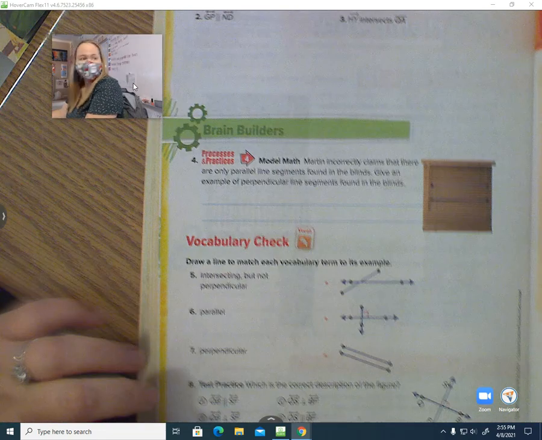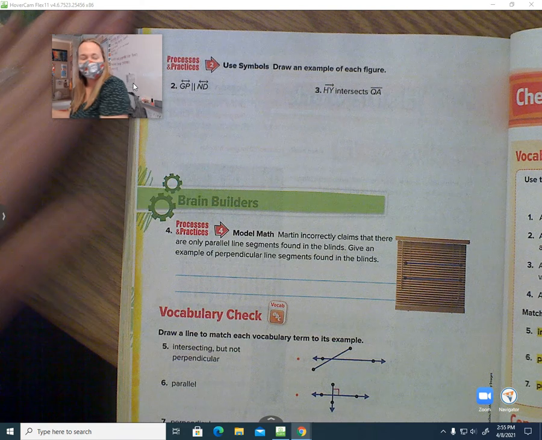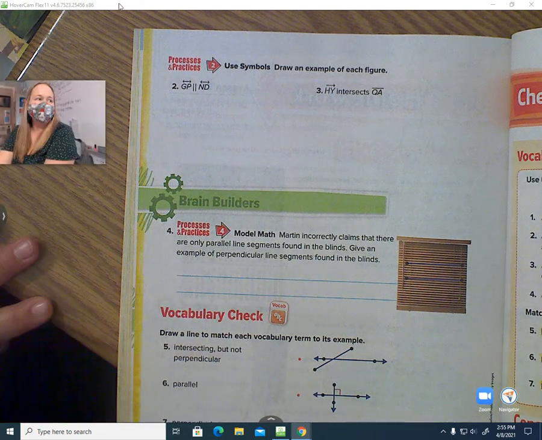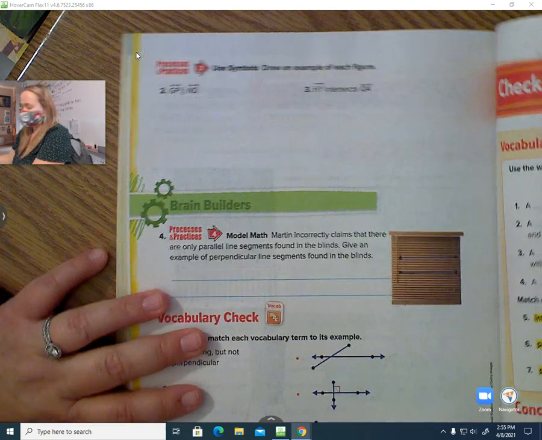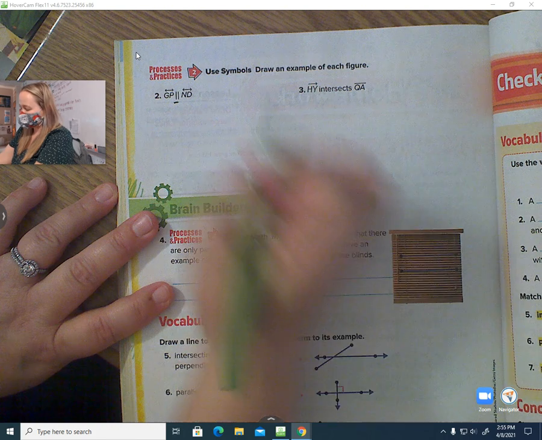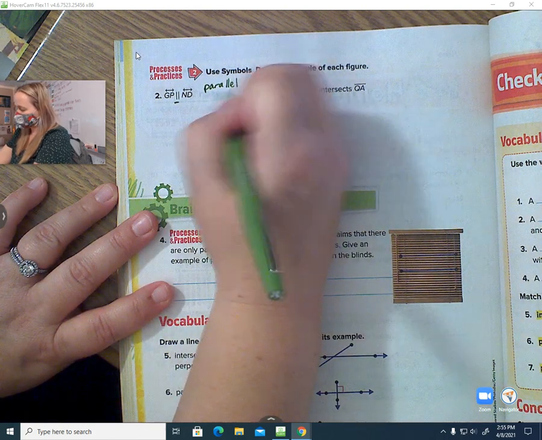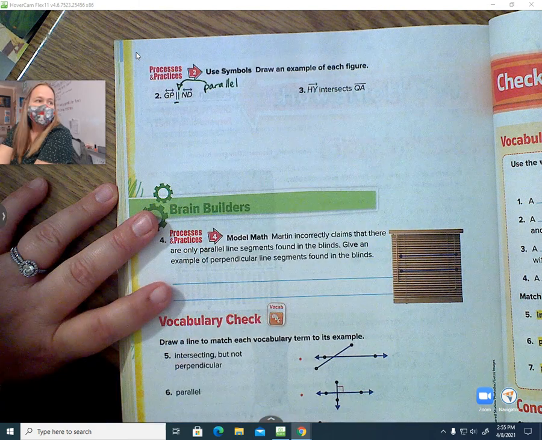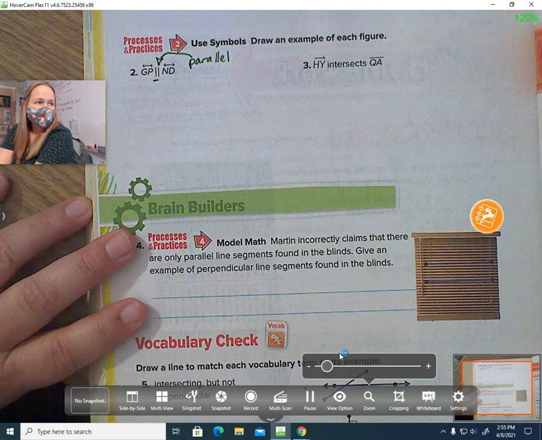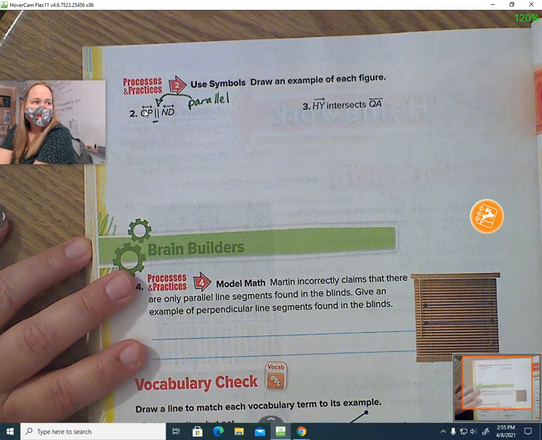Up here at the top, we are on page 884, friends, in case you're looking at this in your math book with me. Let me move my face out of here so you can see it. Okay, there we go. So draw an example of each figure. Do we remember what this symbol means? Yes, this symbol means parallel. That's what this symbol means right here. I'm going to zoom in a little bit for you, friends. There we go. Okay. So we need to draw a line.